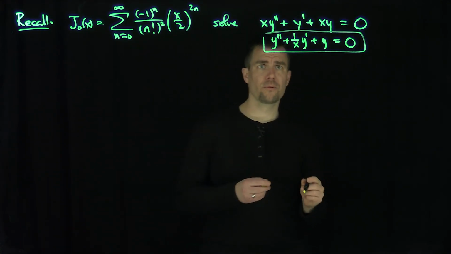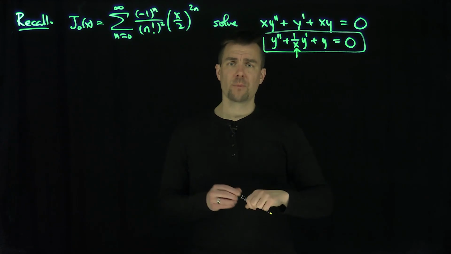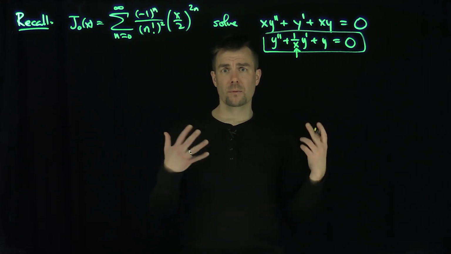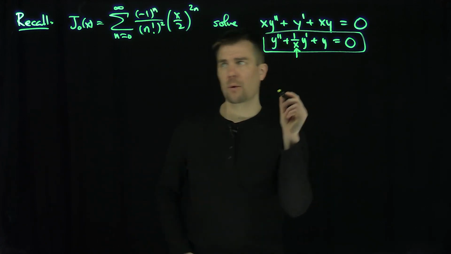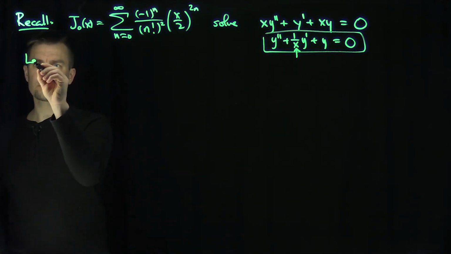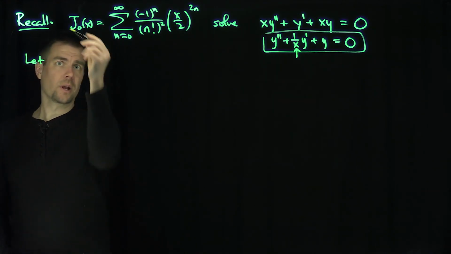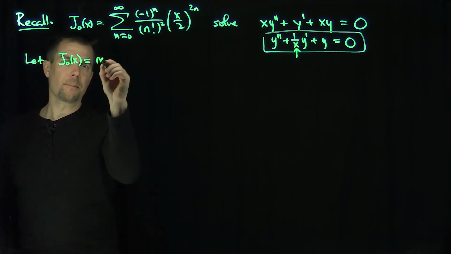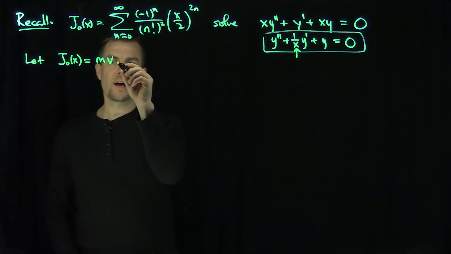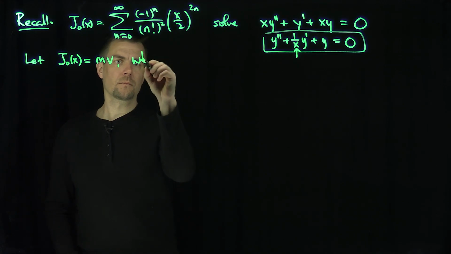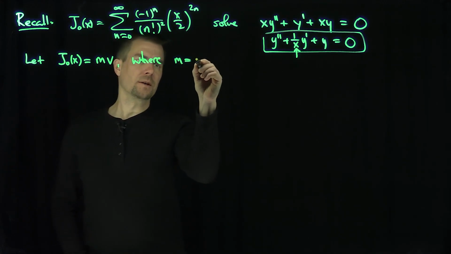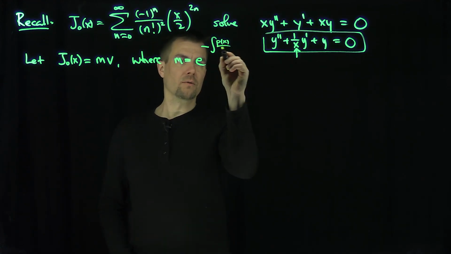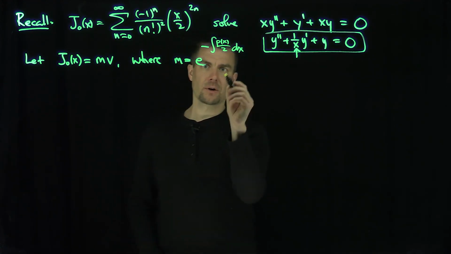So recall what we do to get normal form. We take the coefficient p of x and we exponentiate the integral of p of x over 2 to find out what the normal form is, right? So now what we're going to do is let our solution J0 of x be equal to m times v, where m is e to the negative integral of p of x over 2 dx, and that's going to be our normal form. So what is this going to be?